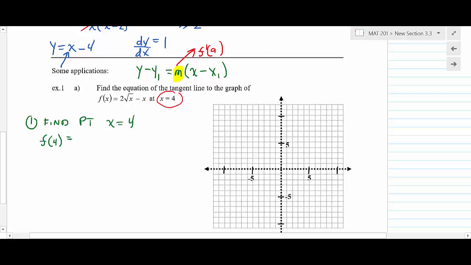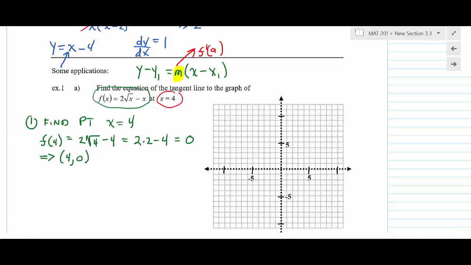Okay, you need to just plug in x equals 4 into the function, which is this, and evaluate that. So that's going to be 2 times the square root of 4 minus 4. So that is 2 times 2 minus 4, which is 0. So what that means is we get a point (4, 0). And that's what we're going to plug into our formula for x1 and y1.